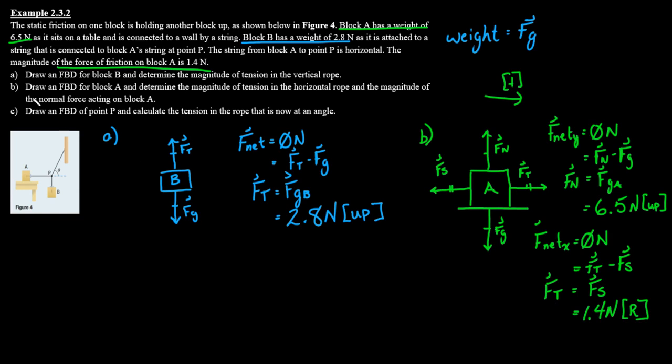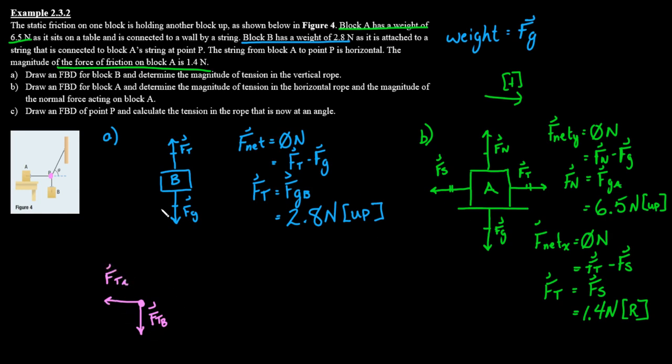Now for part C, what we want to do is we're looking at the point P. Okay, so what we need to do is look at this point here and look at all the forces that are influencing it. Okay, well, pulling it down, we know we're going to have the force of tension in that rope that acts on B. Okay, and that's what we just solved for. Pulling it to the left, you know you're going to have that force of tension that acts on A. Okay, these are just Newton's third law pairs here.